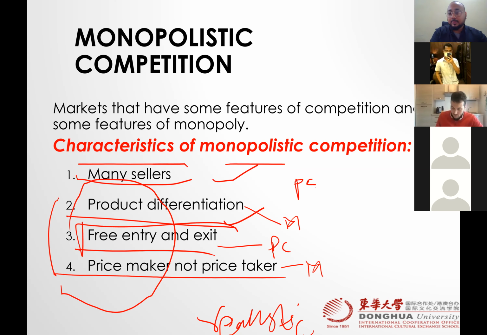Free entry and exit, of course. There is no barrier, nothing else. Anyone can come to the market and sell soap or bread or shampoo. Price maker, not price taker. So due to this differentiation, sellers are able to sell at a profit or can decide their price, right?